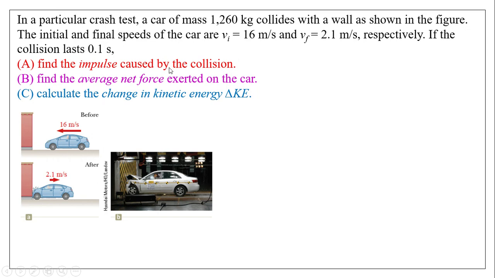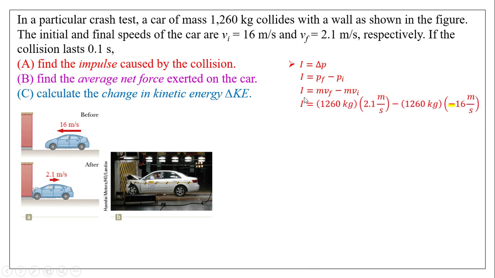Part A wants us to find the impulse caused by the collision. So to find impulse, you have to do change in momentum. So here I for impulse, delta P for change in momentum. I'm just going to break it up into PF minus PI. Here I can break up PF into MVF minus MVI, and then from there I can just plug and chug.